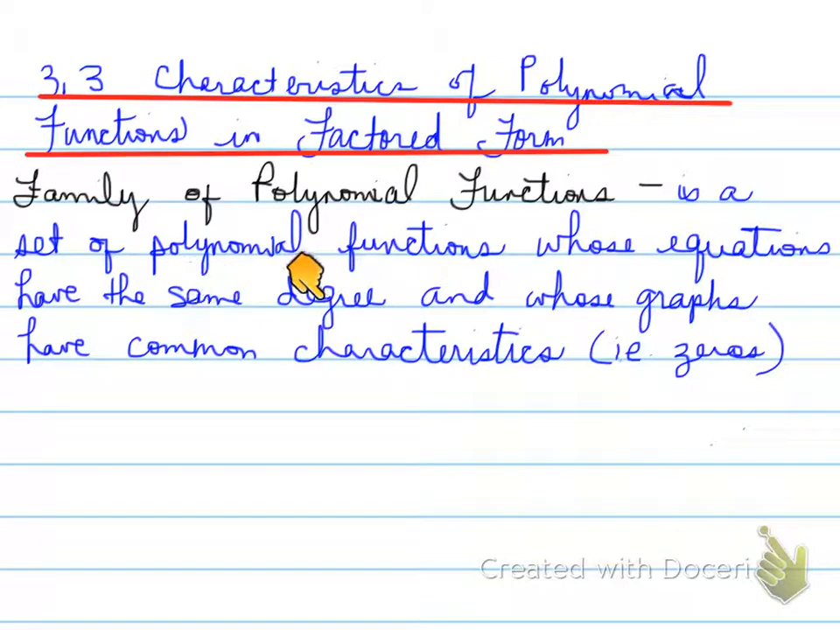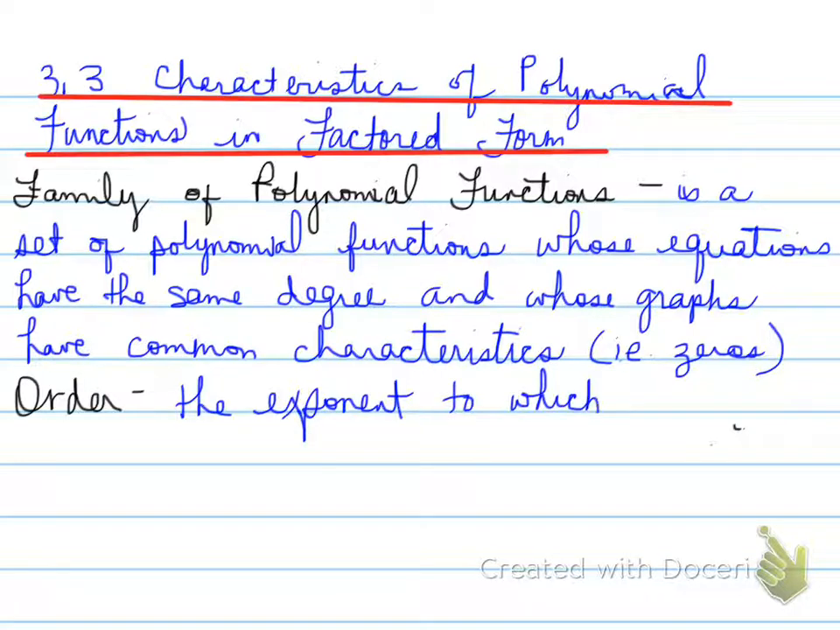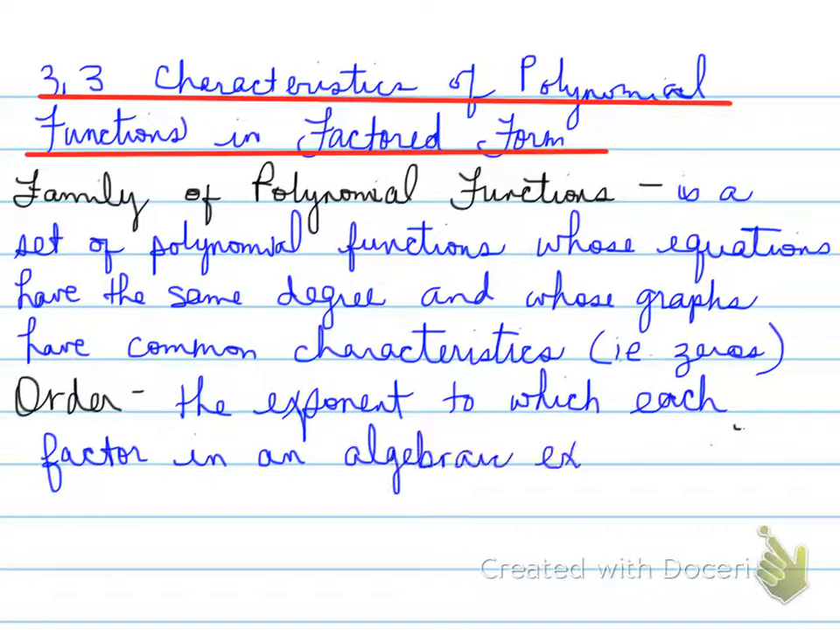If they don't have the same degree, they don't even belong to the same family. Next, you've got to look at other characteristics such as the zeros, maybe the stretch and compress factor, things like that. So, order is the exponent to which each factor in an algebraic expression is raised.